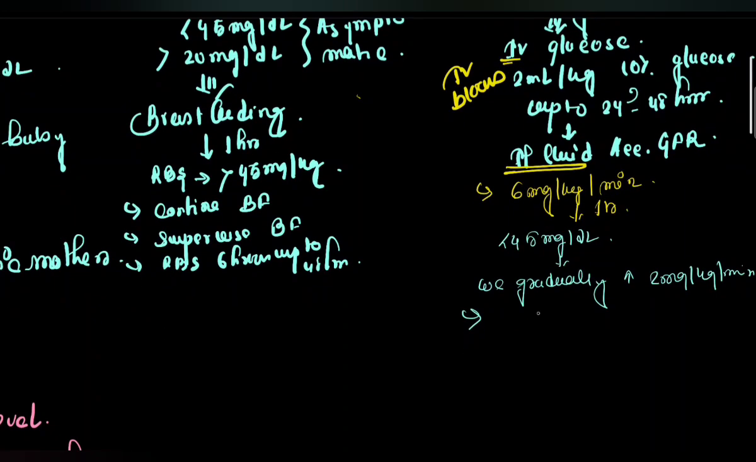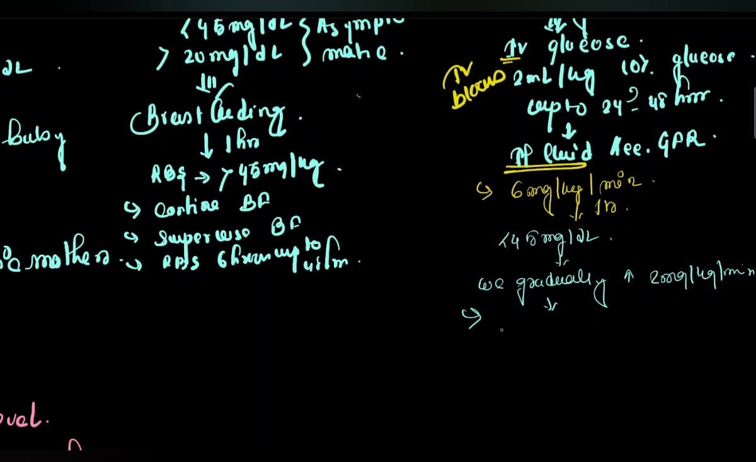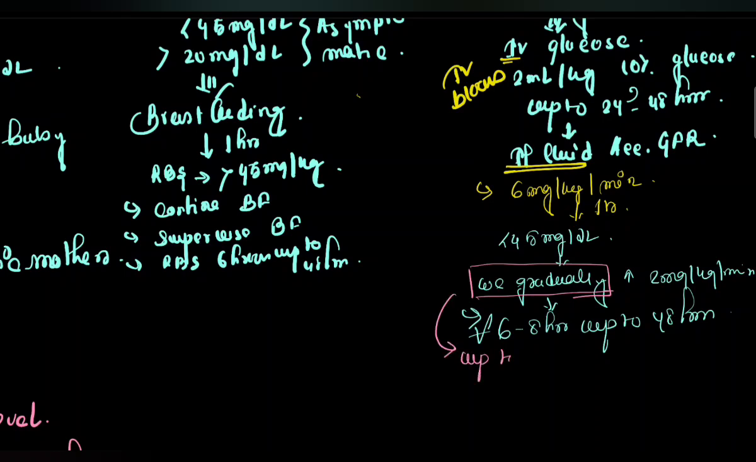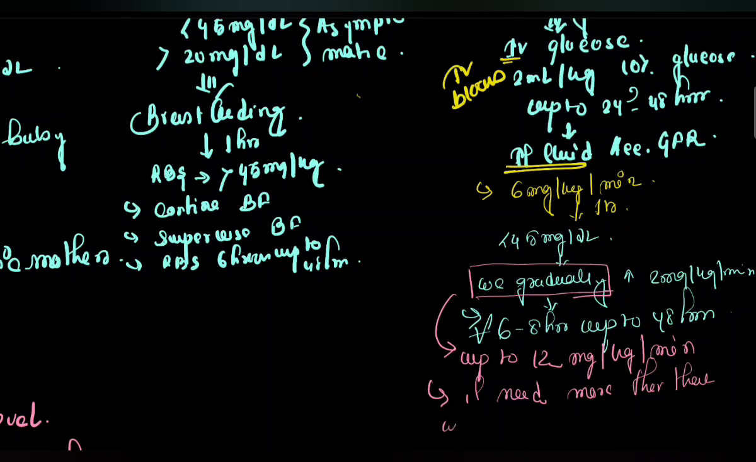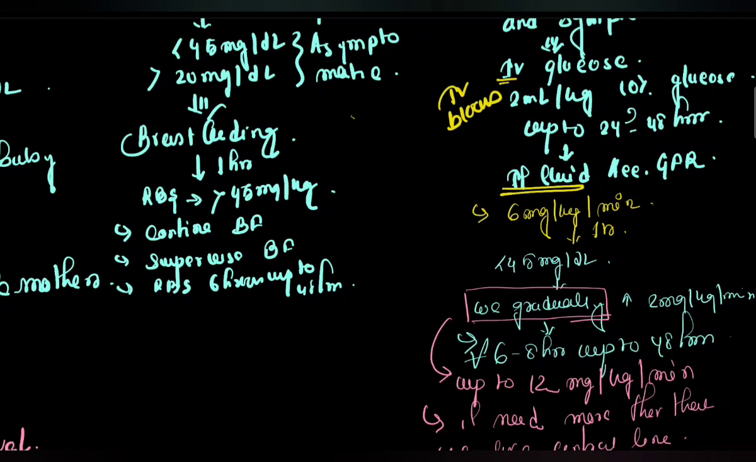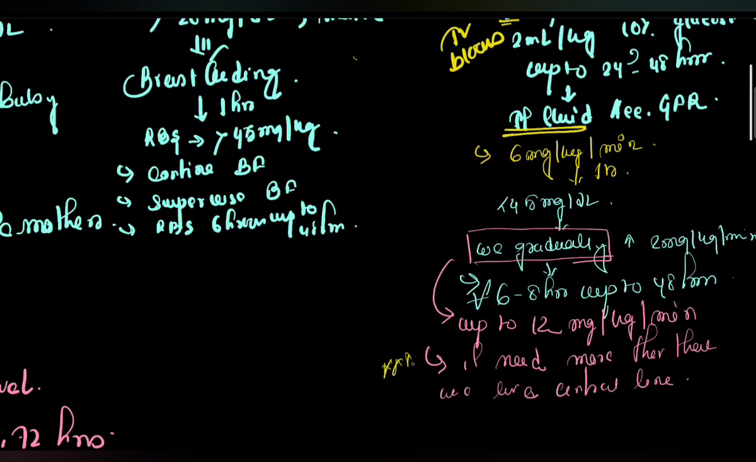If the blood glucose level is maintained, we should monitor blood glucose level every 6 to 8 hours up to 48 hours. There is an important thing, we gradually increase the rate up to 12 mg per kg per minute. If we need more than that, we use a central line. That is the most important thing we should remember.